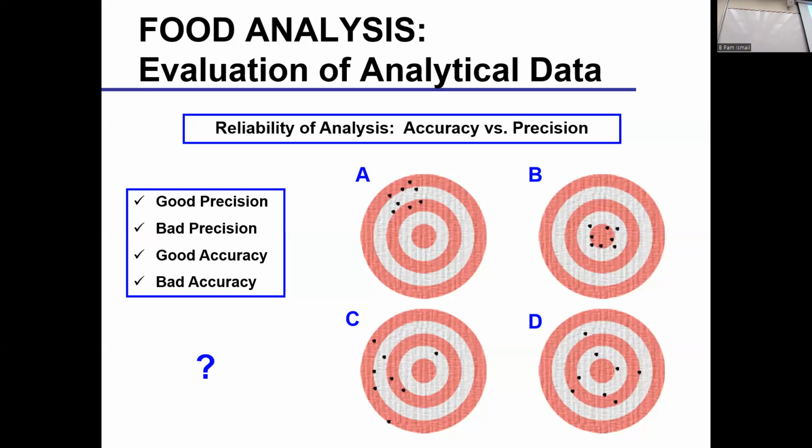Okay, so what about B? Go ahead. Good precision and accuracy. Yes, so we have data points clustered in the middle, so that's kind of the bullseye here, close to the true value, and the data points are close to each other. So that's a perfect example of good precision and good accuracy. What about C?